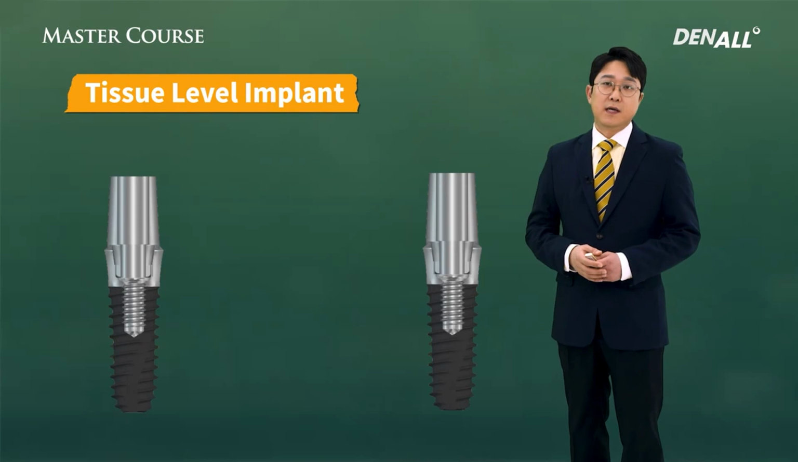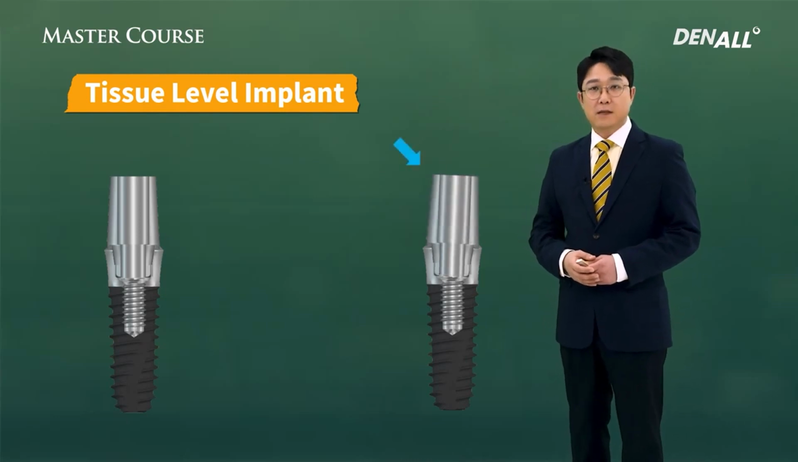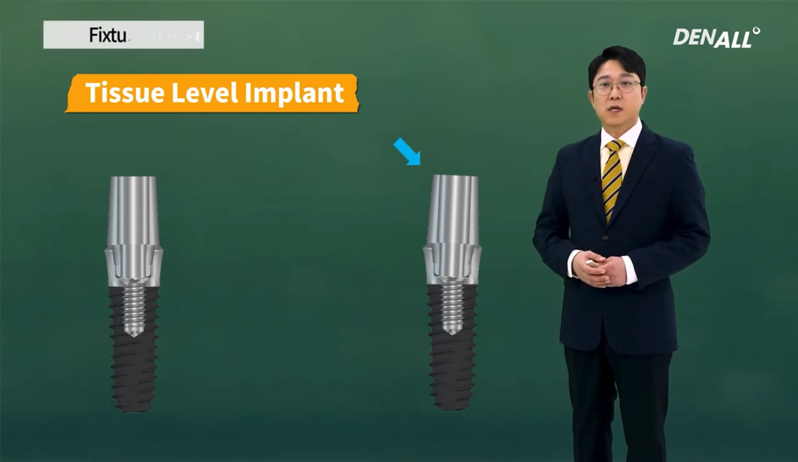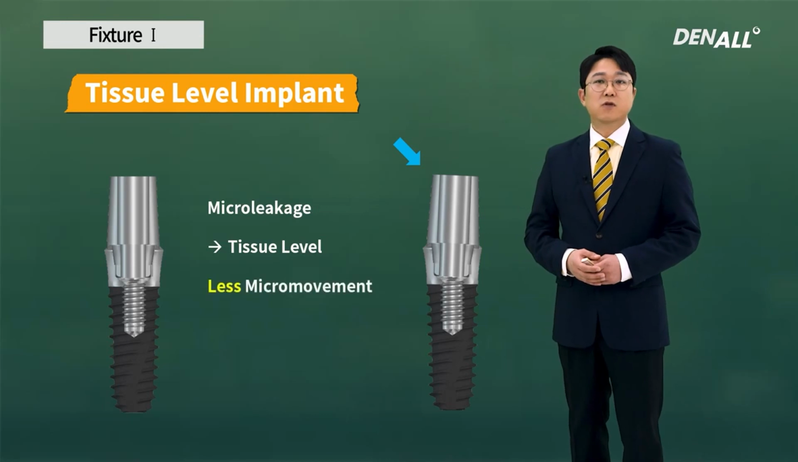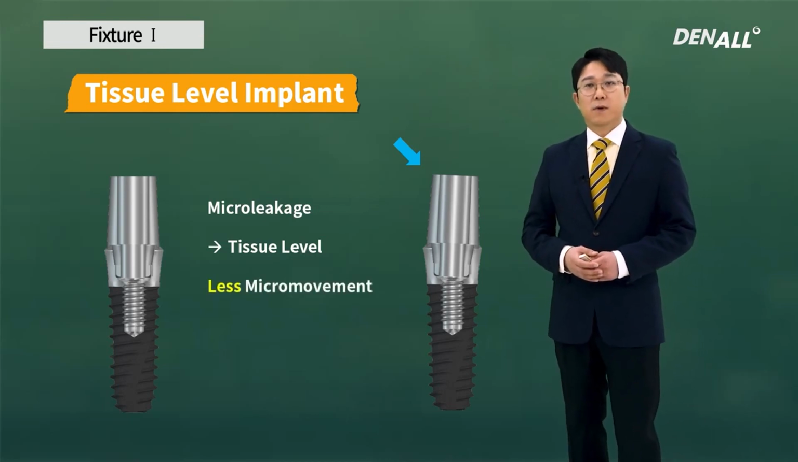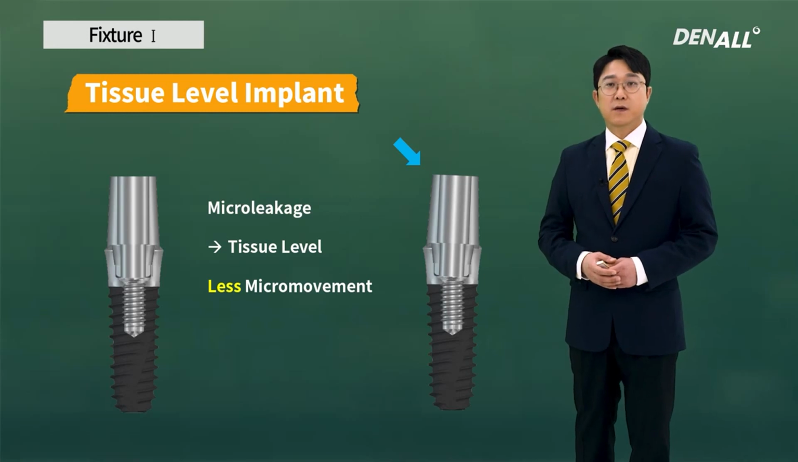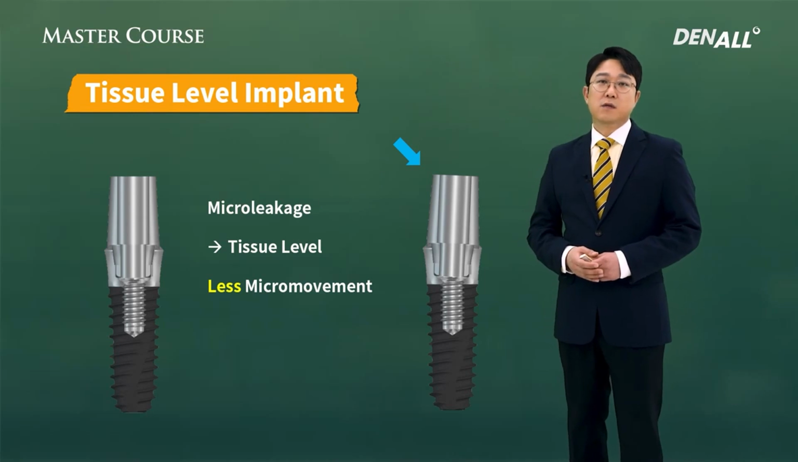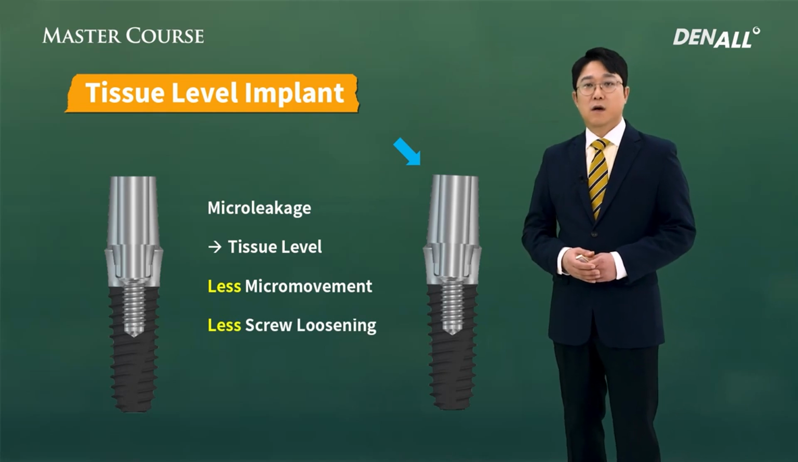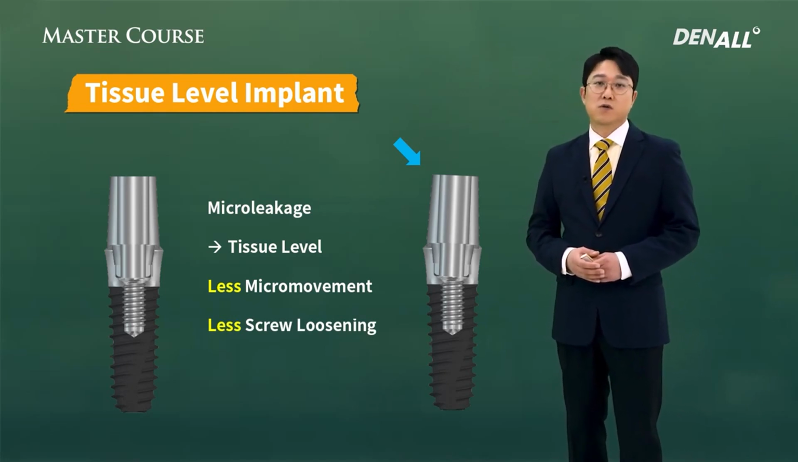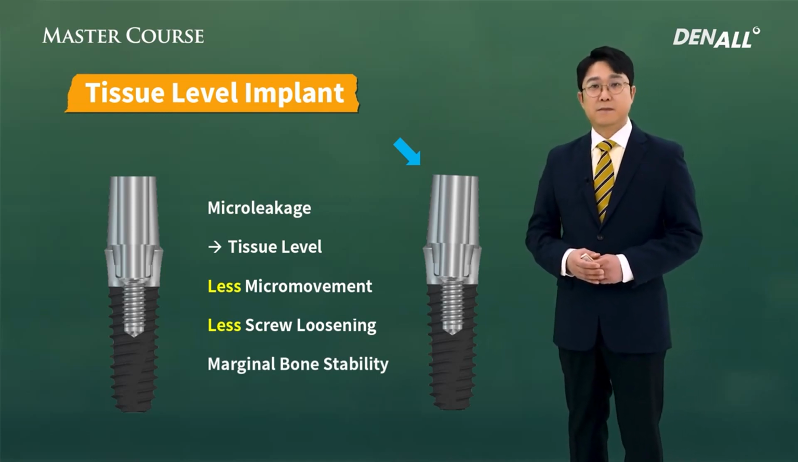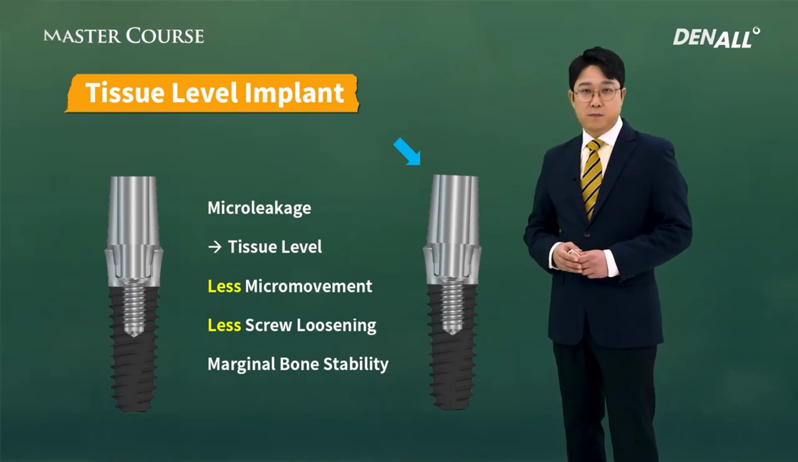The structure of the fixture thus has changed and has overcome the disadvantages of the external type. In the one-piece structure, the prosthesis is connected at the gingival level, so there is no micro leakage, and appropriate soft tissue can be secured. And the abutment of the fixture connection part is inside the fixture, so it leads to less micro movement and less screw loosening. Therefore, marginal bone stability has been achieved, evidenced by many papers.